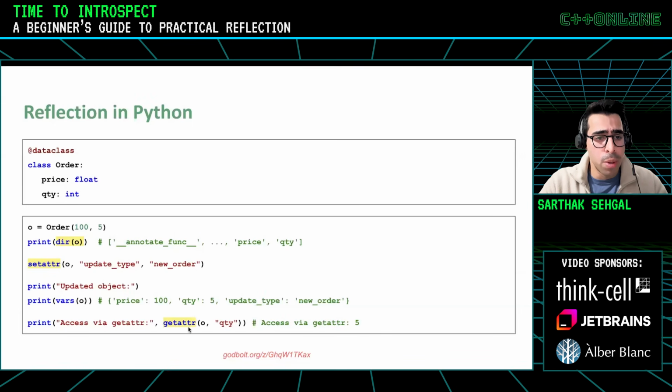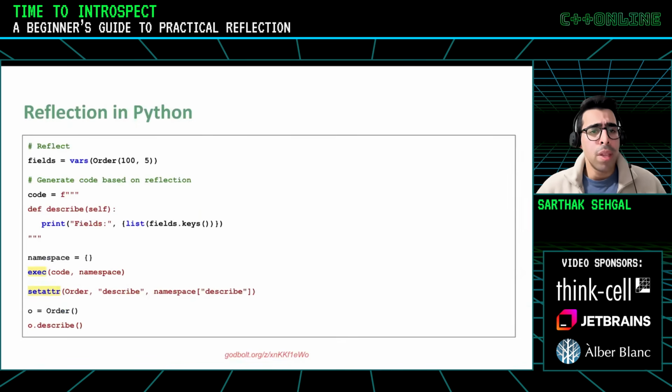Python also provides get attribute, similar to set attribute, where you can get the attribute using a string. This is similar to the get method in Java, where we were getting a method by a runtime string. In Python, we can also do something like executing code that is in the form of a string. In this example, the code is available in the code itself, but you could imagine inputting some code from the user and then executing that using exec in Python.